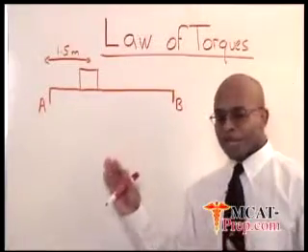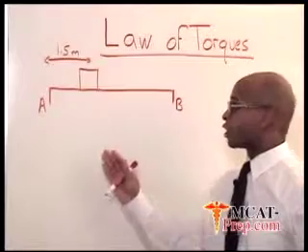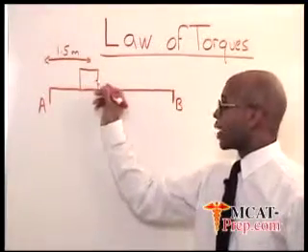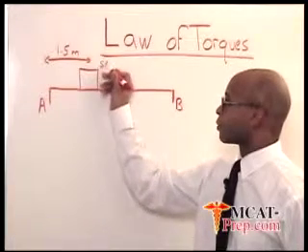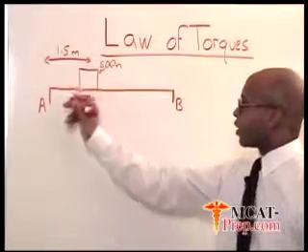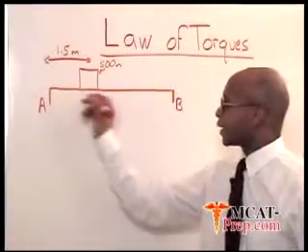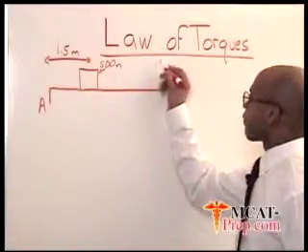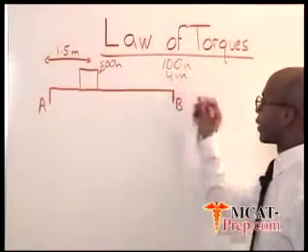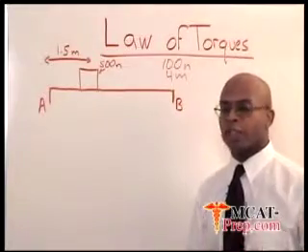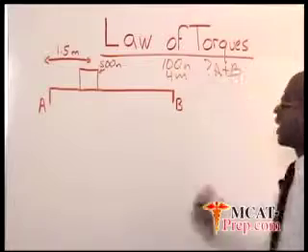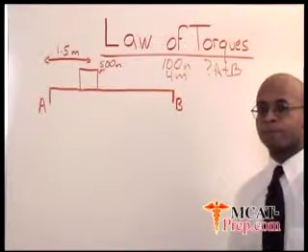So we have a bench. On the bench is a mass. This mass weighs 500 newtons. The plank is 100 newtons. It is 4 meters long. The question is, what is the weight supported at A and B?